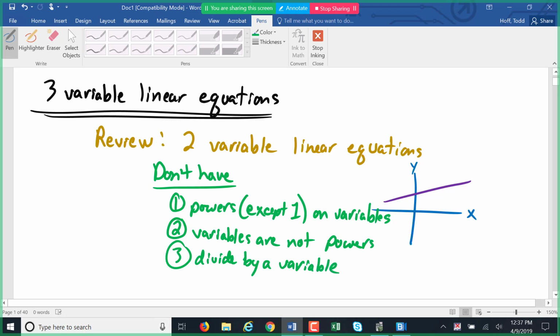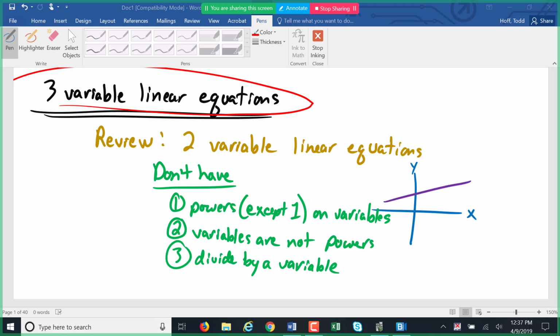Well, and those same things are all very true of our 3 variable linear equations. There are no powers on those variables other than 1. The variables do not multiply each other at all. They're not combined. They're all separated, and we're not dividing by any of the variables.